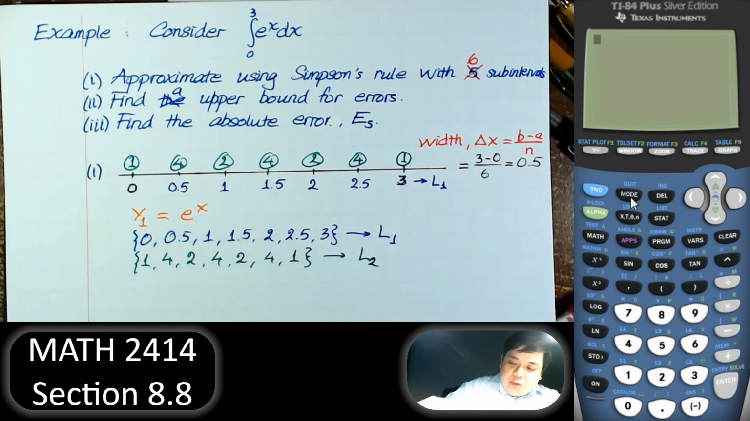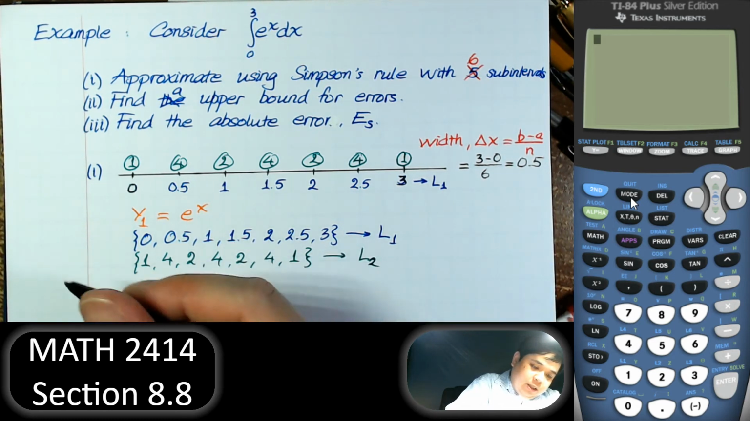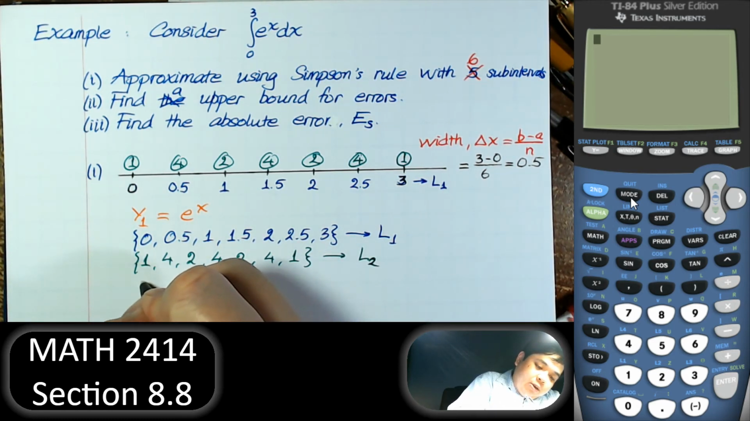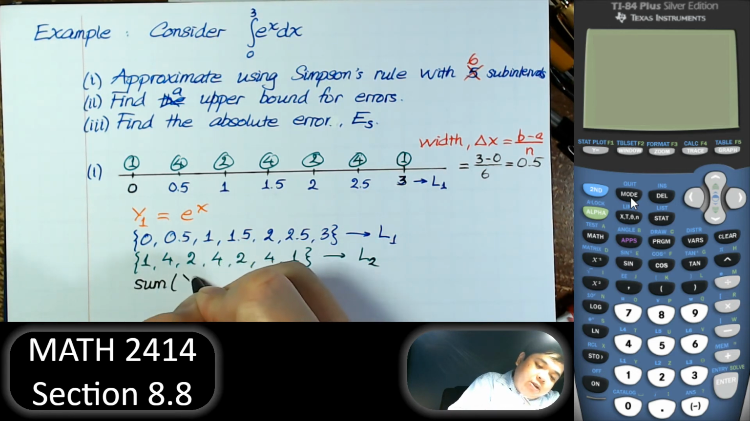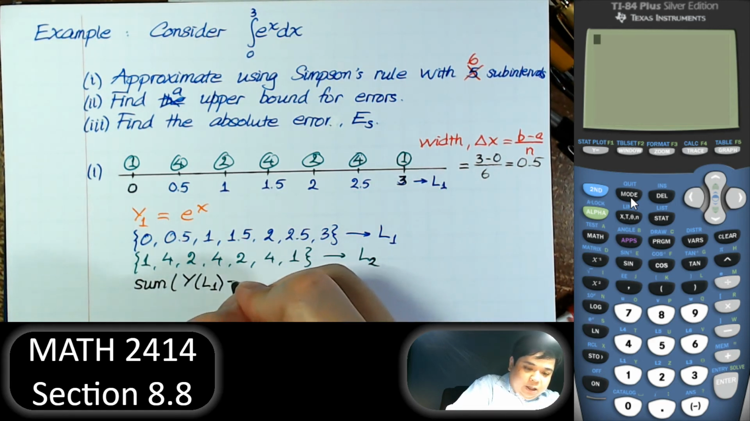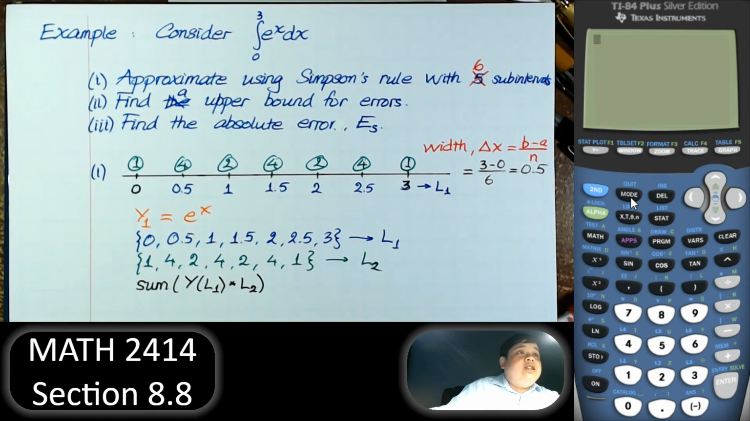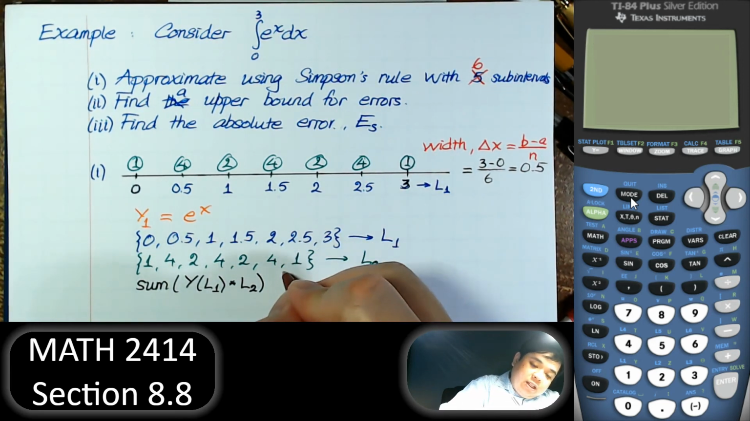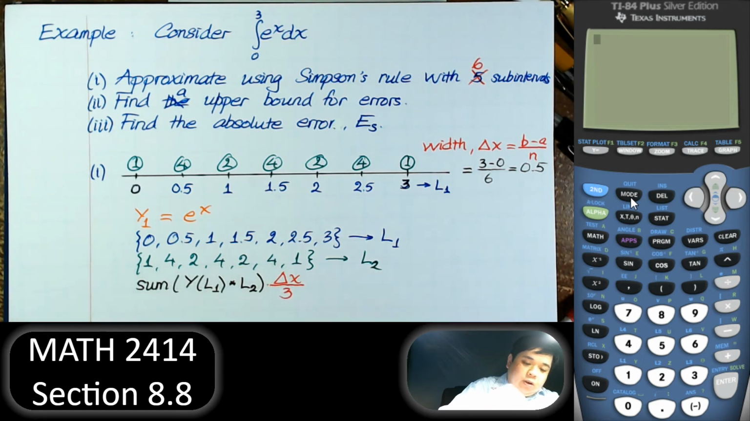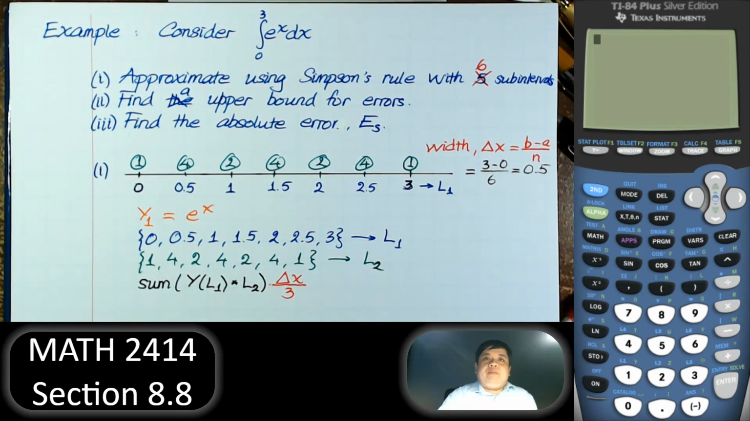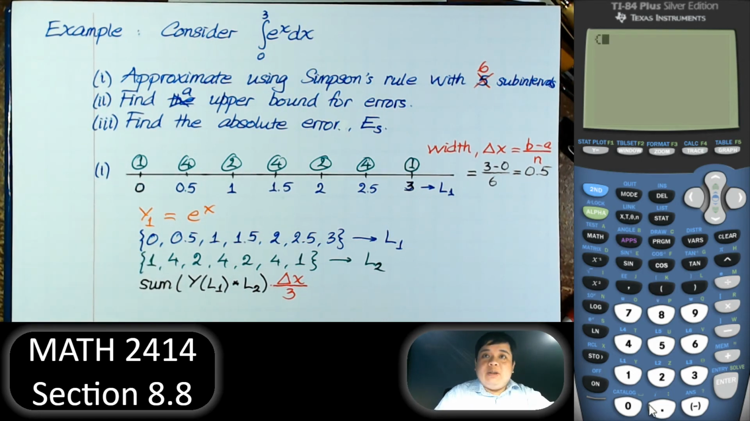And then the Simpson's rule is going to be the sum of the values of the function times the coefficient. And in Simpson's rule we have delta x divided by 3. Right, so that is the Simpson's rule. So I will store these values.